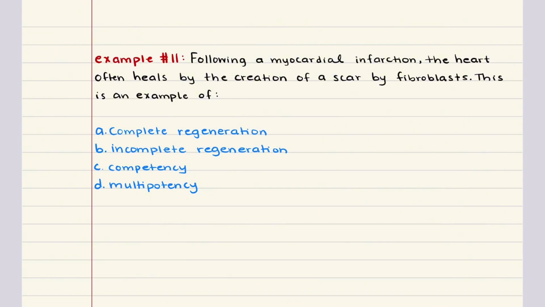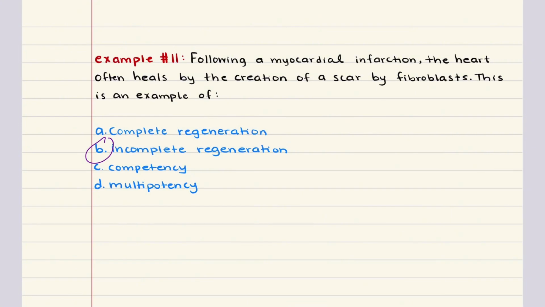Instead, the body responds by forming a scar that's composed of collagen and that's produced by fibroblasts. This scar provides structural support, but it lacks the contractile ability of healthy heart muscle. Because the original function of the tissue is not restored, this process is known as incomplete regeneration. So the correct answer here is B. The heart is one of several organs in the body, along with the brain, that has very limited regenerative capacity. Instead of regenerating the original tissue, the body compensates by forming a non-functional scar.